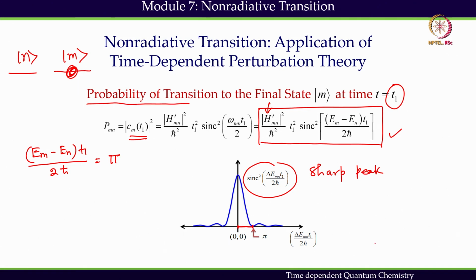Then later there are some oscillations, but these are of very low magnitude, there is almost nothing. So you can say that this is a very sharp function, a sharp peak, and then almost nothing. That's why we are saying that this particular region defines the width of this cardinal sine function. And if it is so, then I can write the energy difference between the initial and final state, delta E mn, which is nothing but going to be 2 pi h cut by t1.